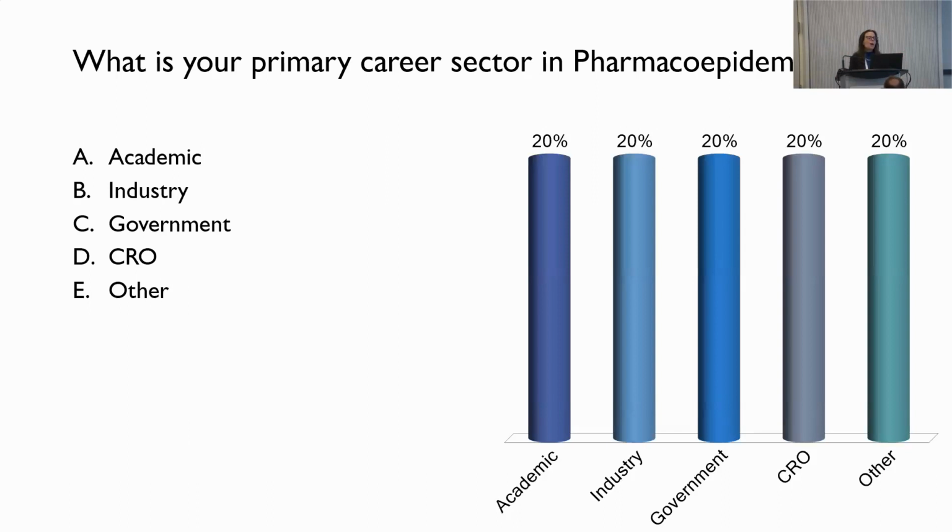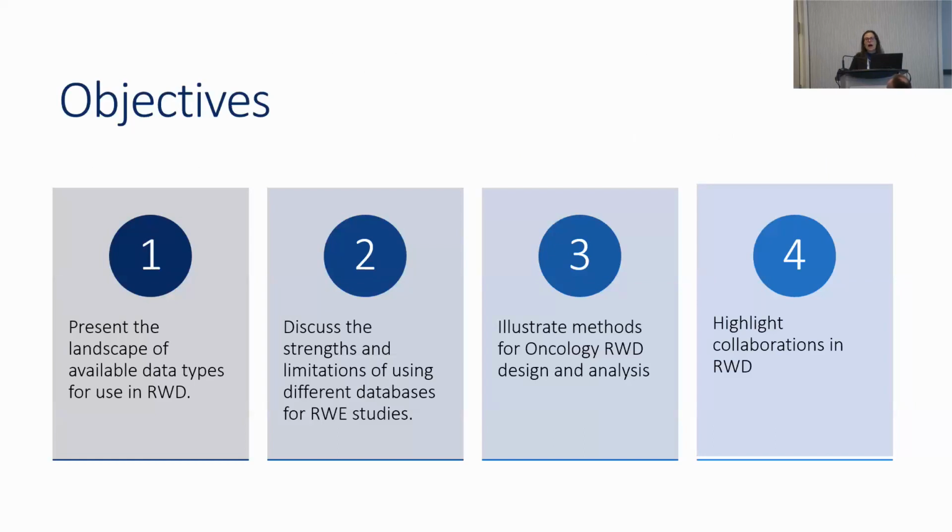So what is your primary career sector in pharmacoepi? If you could just raise your hand: academic. All right, fair amount. Industry. Government. All right. And then CRO. Okay, other. Pretty much everything. All right, so it's a good meld of different groups here, a lot of academic and industry. So hopefully this talk will speak to those needs in a variety of perspectives.